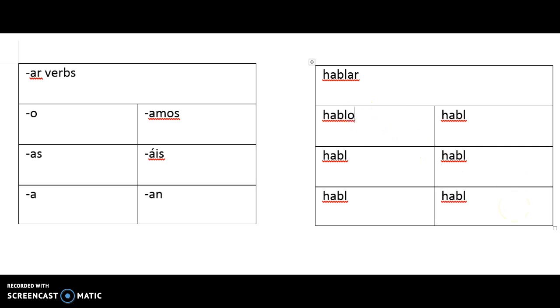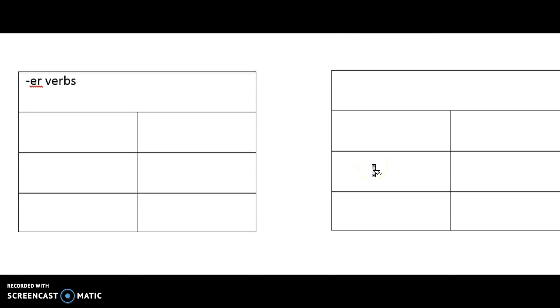So the yo form is hablo, yo hablo, I talk; tú hablas, you talk; él, ella, usted habla, he, she, or you formal talk; nosotros hablamos, we talk; vosotros habláis, you all talk; and then ustedes, ellos, ellas hablan, they talk, or you all talk. So those are AR verbs.